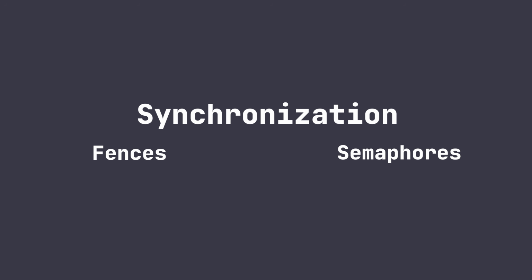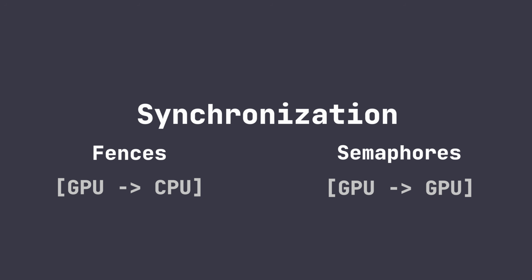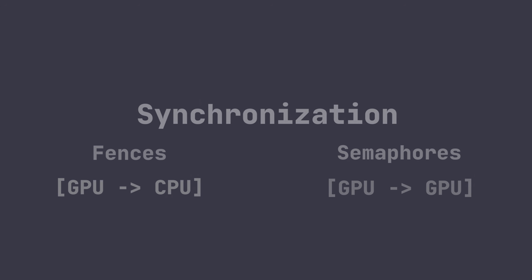Fences and semaphores. They are pretty similar, except fences are used for GPU to CPU synchronization, so a GPU may signal when a CPU may continue its work. But semaphores are different, they are used for GPU to GPU synchronization. So a GPU might wait for some GPU work to complete before continuing to work on something else. In our case, synchronization is needed just so we don't end up presenting an image we're still drawing into.